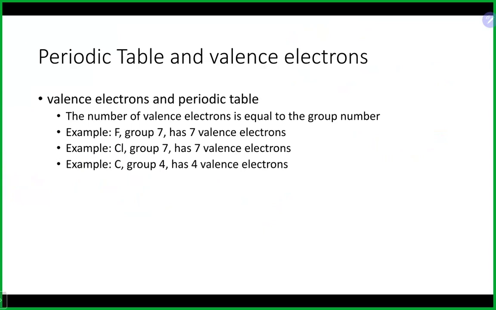Now, you may be asking, what about our transition metals? Well, the good news on transition metals is, I'm sorry, yeah. No, noble gases will have 8. So it goes all the way through 1 through 8. It would have 8 electrons.